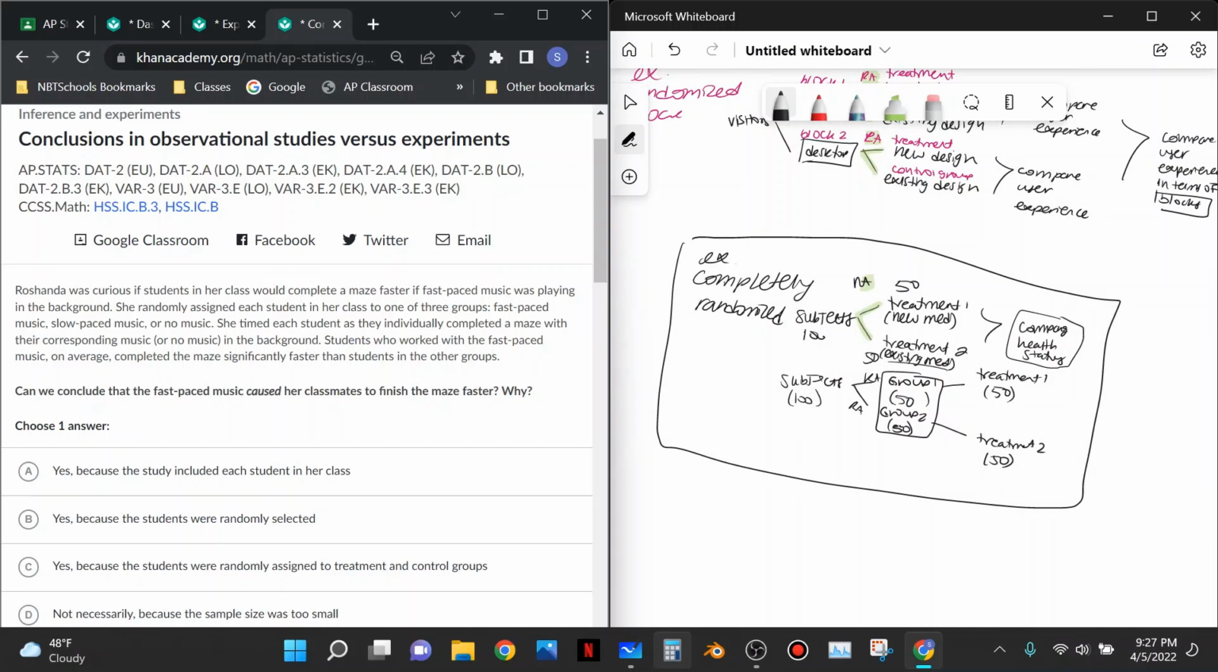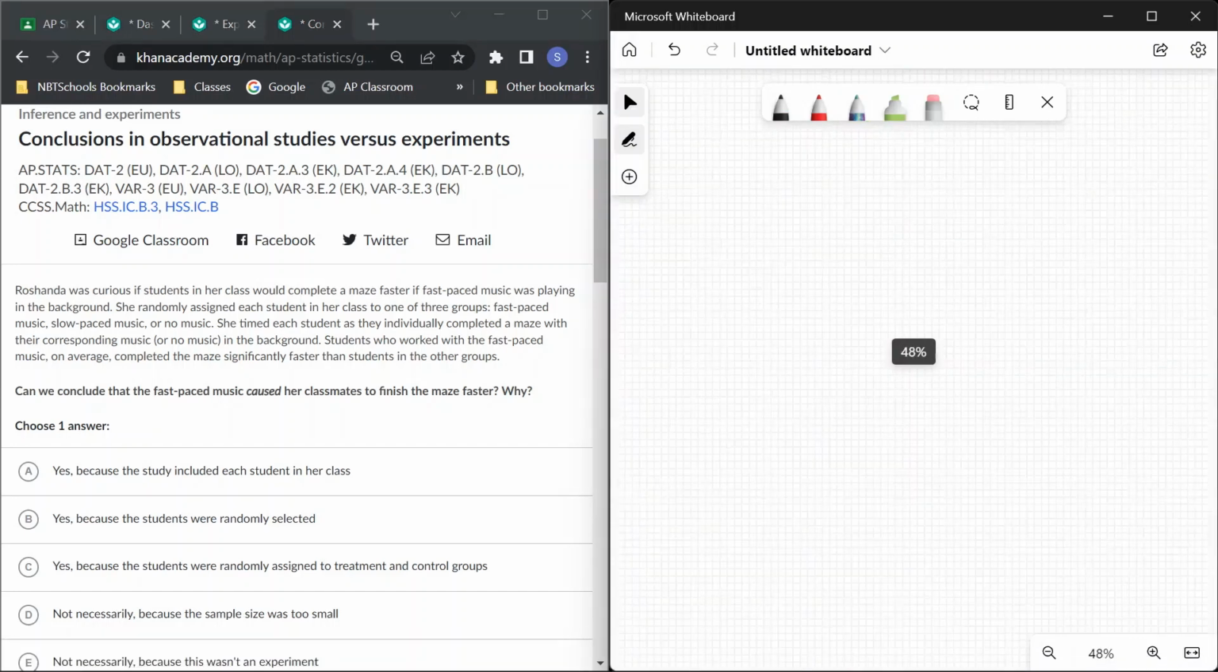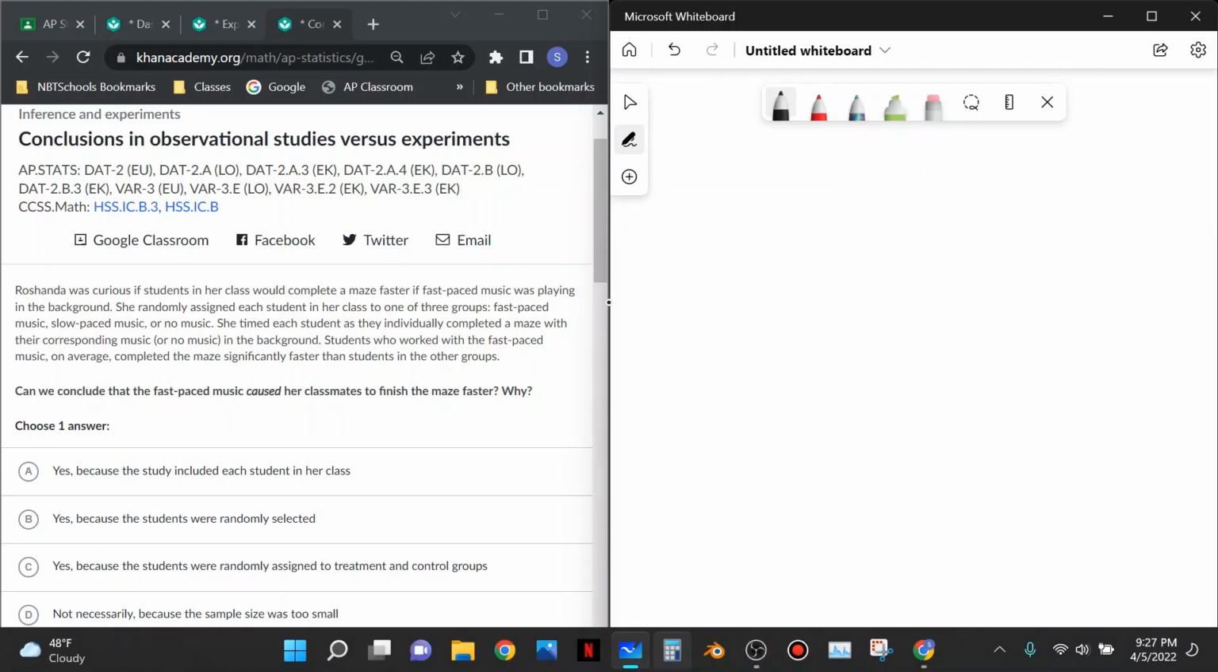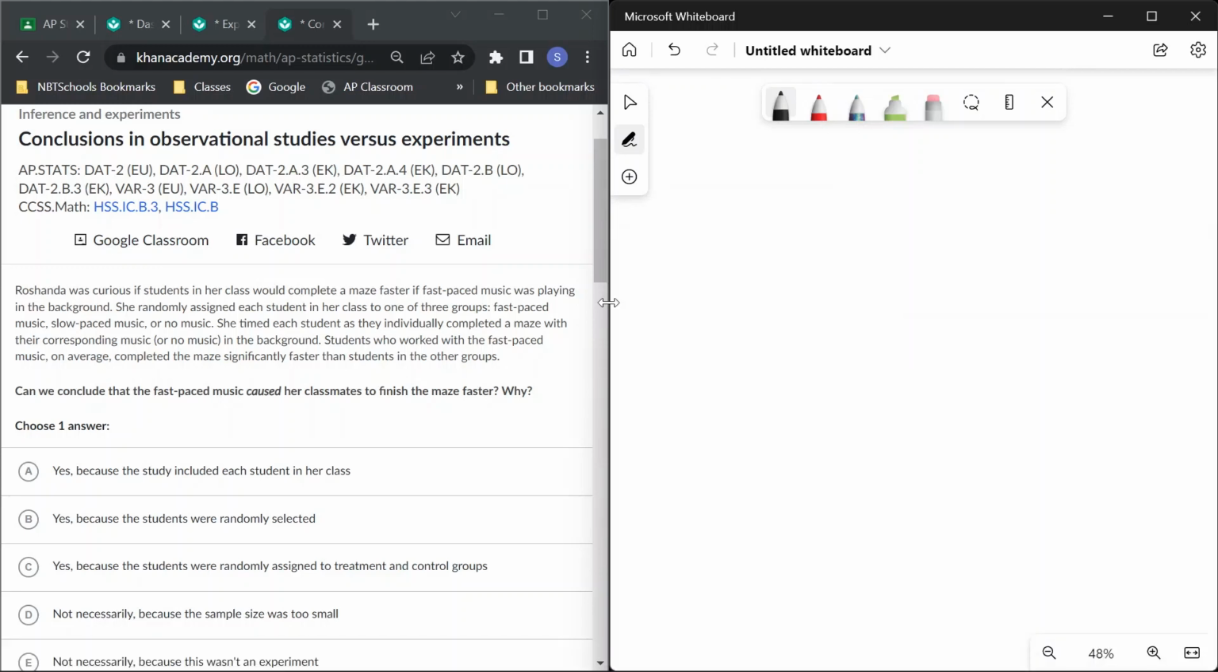So Rashonda was curious if students in her class would complete a maze faster if fast-paced music was playing in the background. She randomly assigned each student in her class to one of 3 groups. How many students does she have in her class? Okay, it doesn't matter. She has her students, and she randomly assigns them to one of 3 groups.